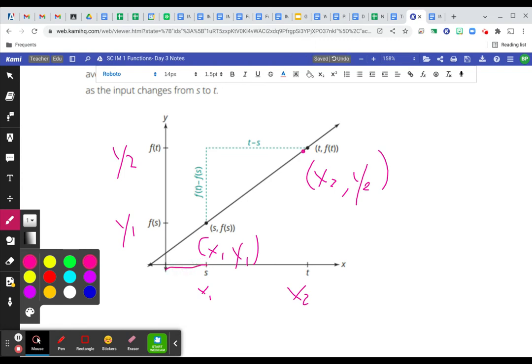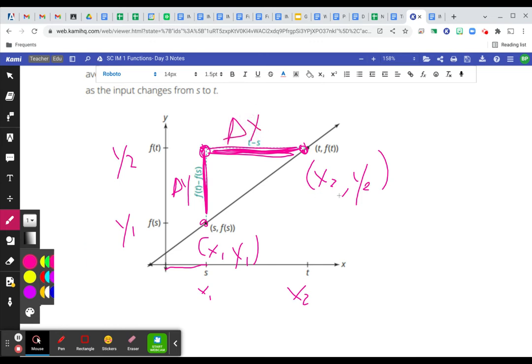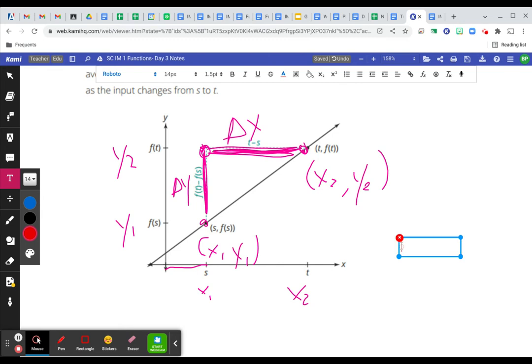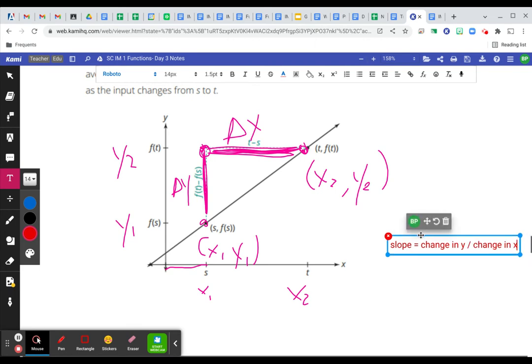So same thing goes. If we want the vertical change, we're just going to subtract this y value from that y value, and it's going to give us what's left over for our vertical change or our change in y. And then this horizontal distance is going to be represented by our x2 minus our x1, and that's going to give us our change in x. Okay, and again, slope is equal to the change in y over the change in x, okay, which is just rise over run.